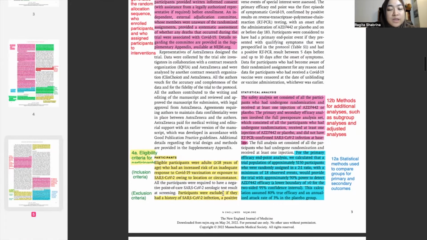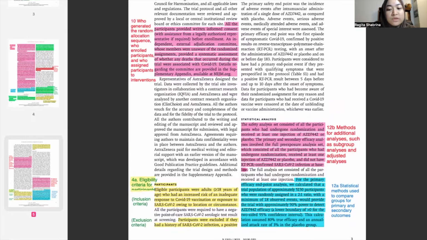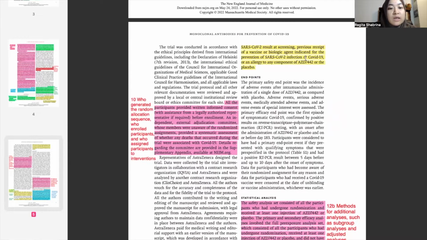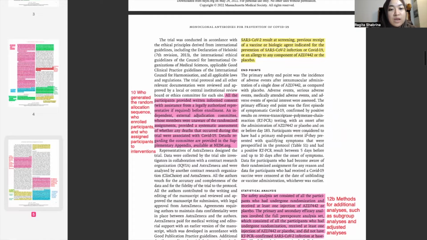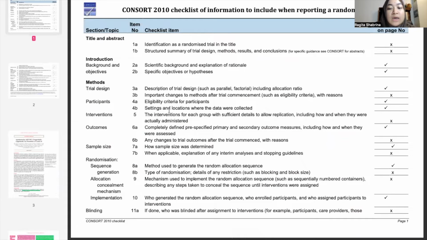Participants were excluded if they had a history of SARS-CoV infection, a positive SARS-CoV result at screening, previous receipt of a vaccine or biologic agent indicated for the prevention of SARS-CoV infection or COVID-19, or an allergy to any component of AZP7442 or the placebo. Next we move to 4B, which is settings and location where the data were collected.